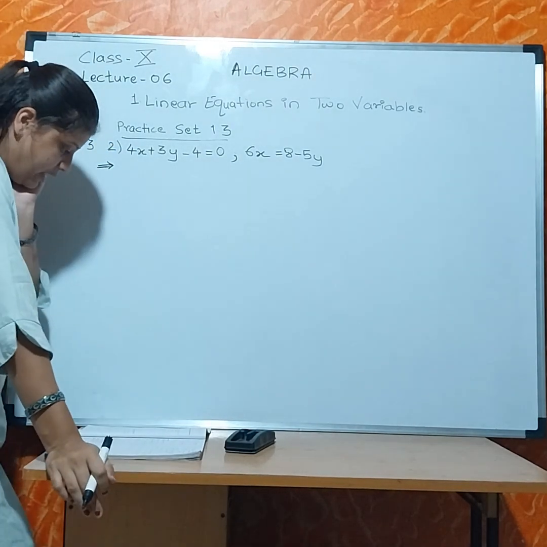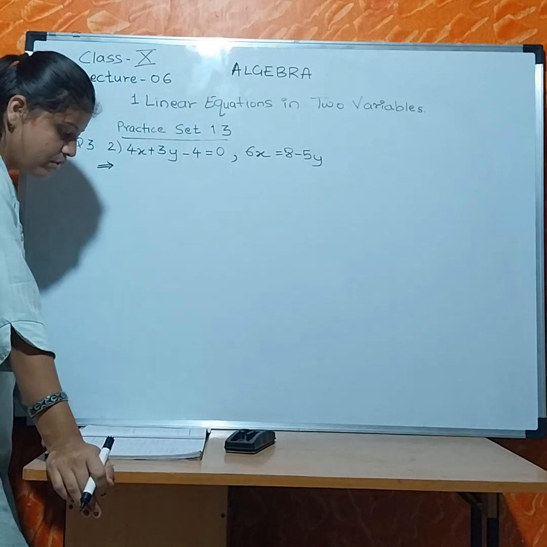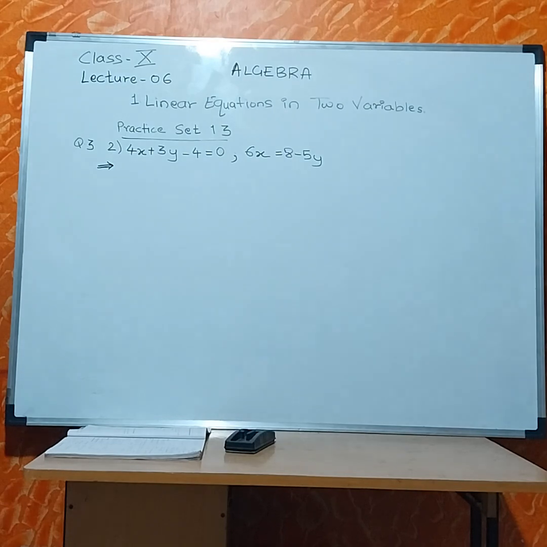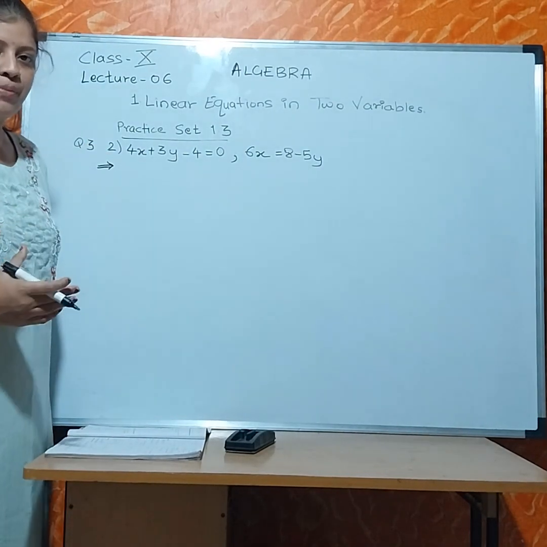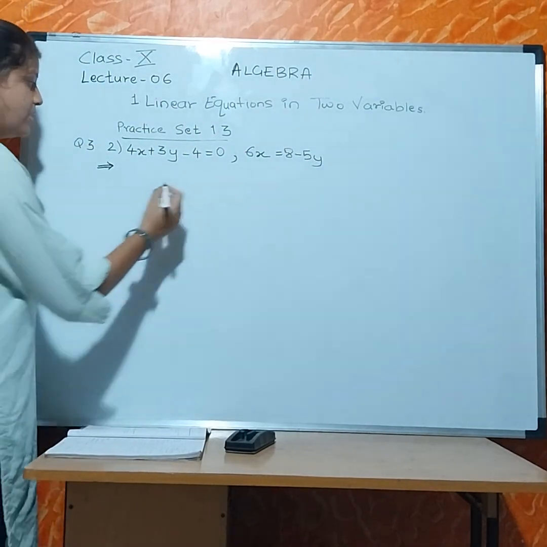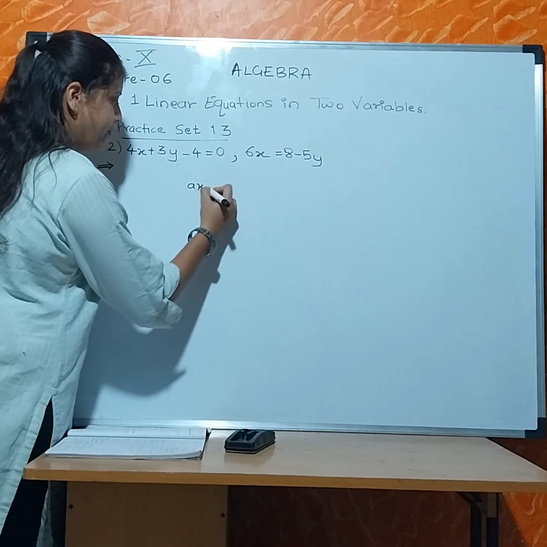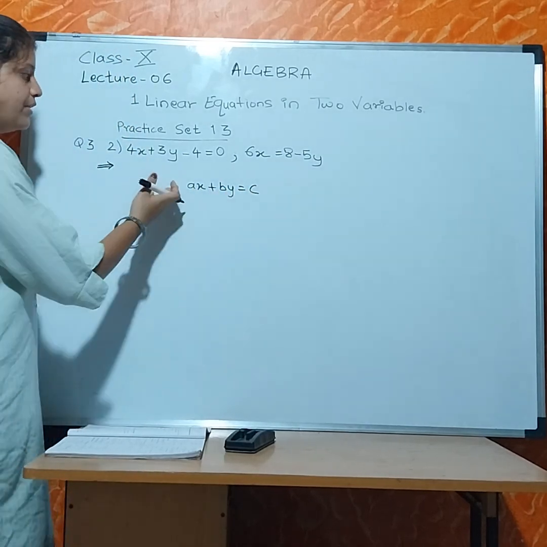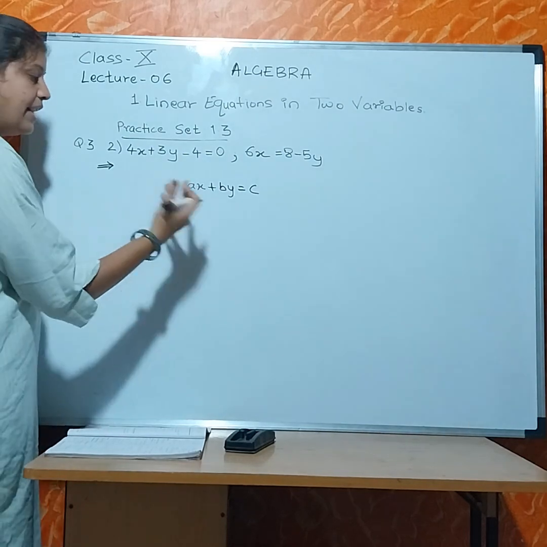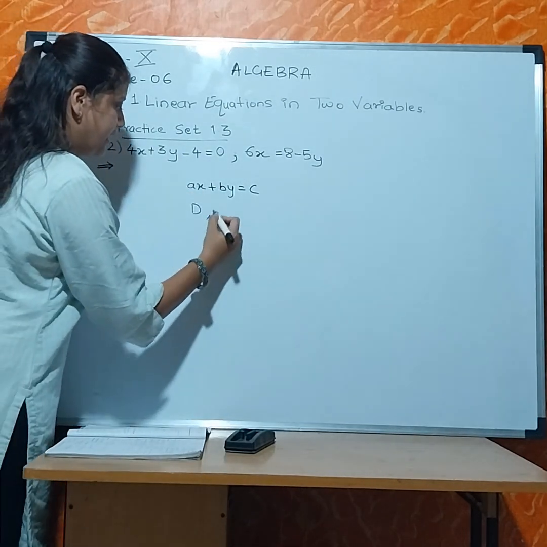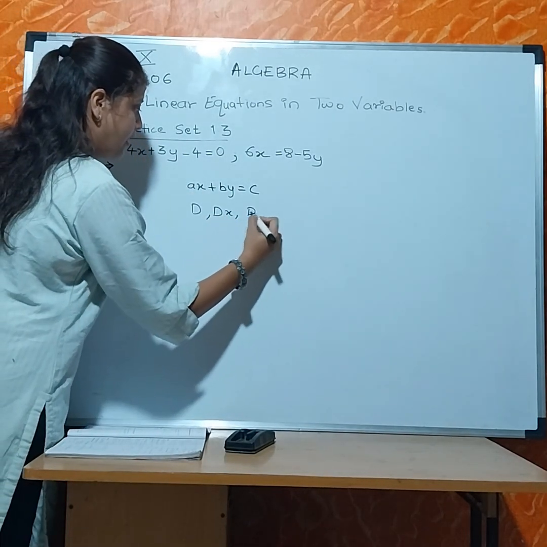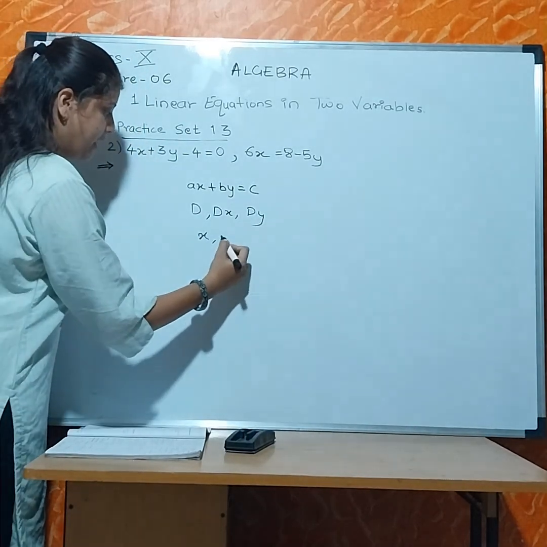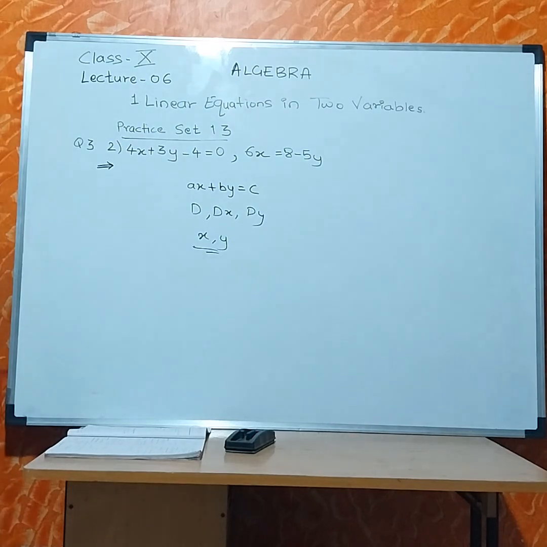Now what we have to do here? We have to solve the simultaneous equations using Cramer's rule. What I have told you? I have told you some steps about Cramer's rule. The first step is the equation should be of the form ax plus by is equal to c. If the equation is of this form, then the next step is we have to find D, Dx and Dy. And the last step is to find x and y. This is the solution of the equation.